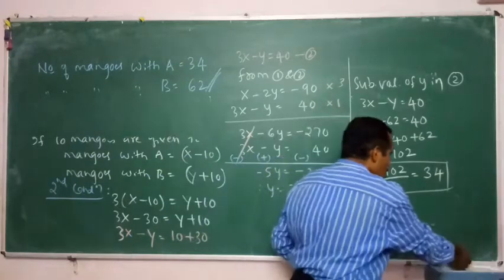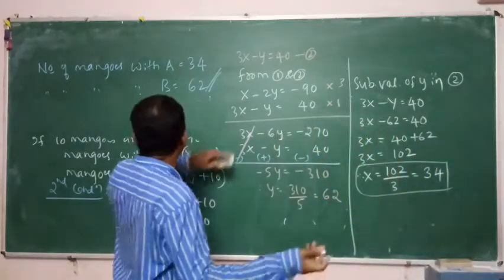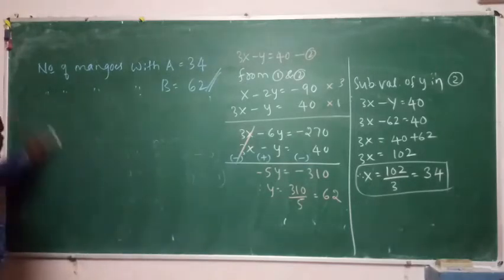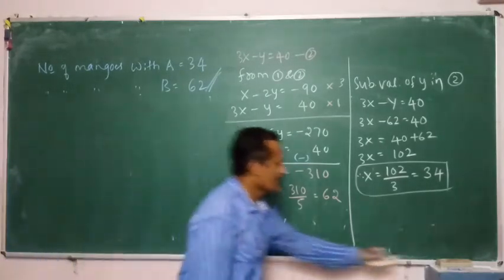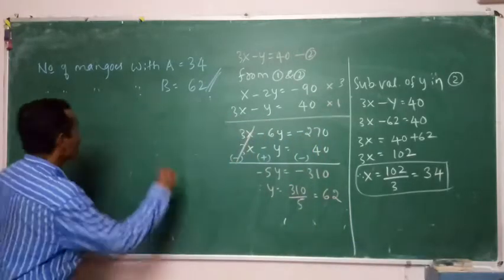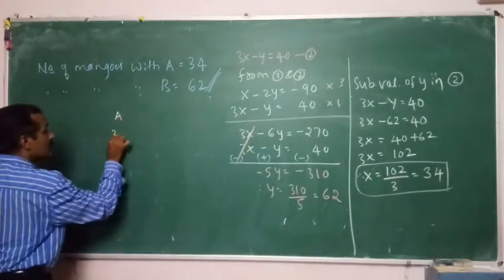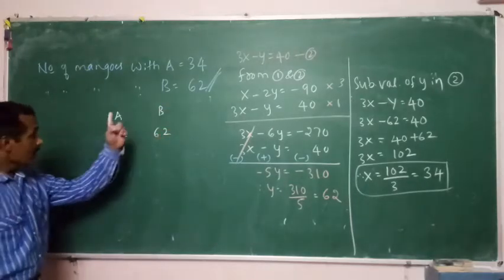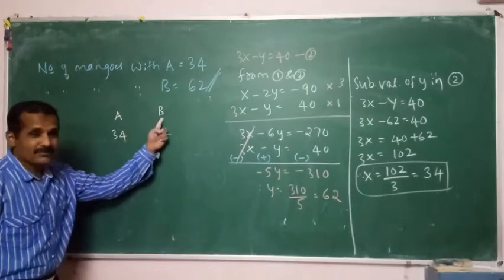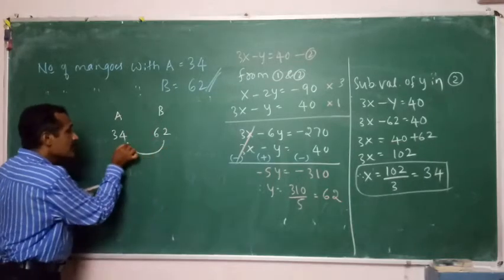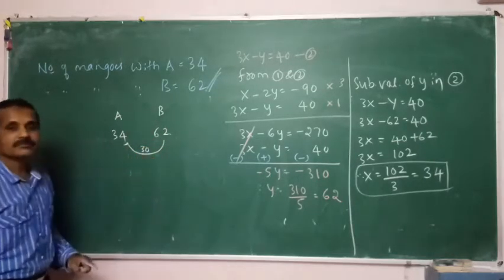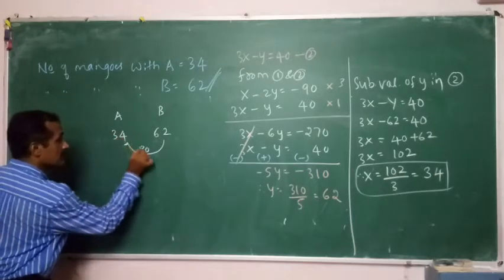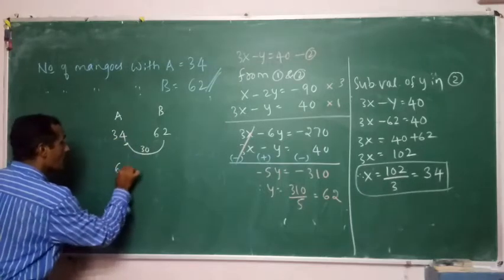Suppose you want to verify your answer after doing all these. Suppose you want to know whether you are correct or not. I will show you how to verify your answer. Okay, let's go for the two conditions. Originally, A is having 34, B is having 62. A says to B, give me 30 mangoes. Then 34 plus 30 gives you 64.